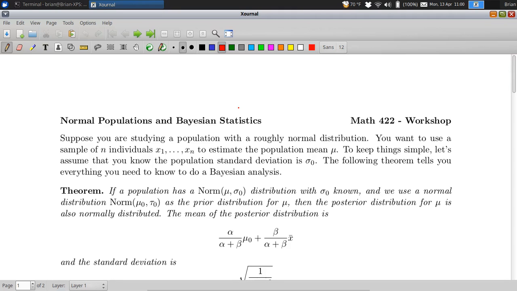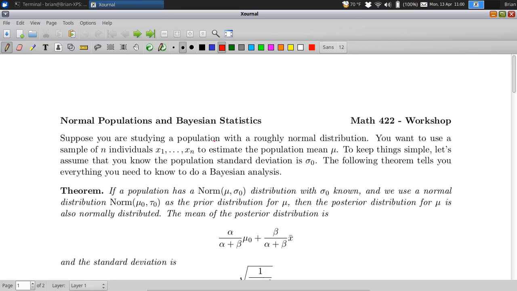Today I'm going to run through this quick workshop about normal populations and Bayesian statistics. So we've seen how Bayesian statistics can be used with proportions and with other statistical models involving things like the uniform distribution or the Poisson distribution.